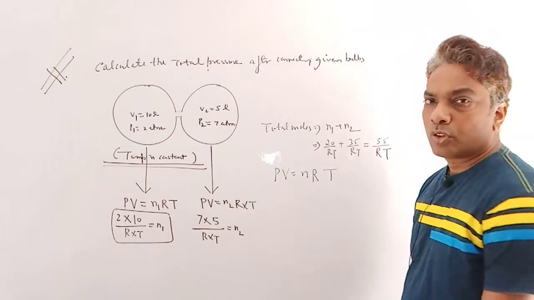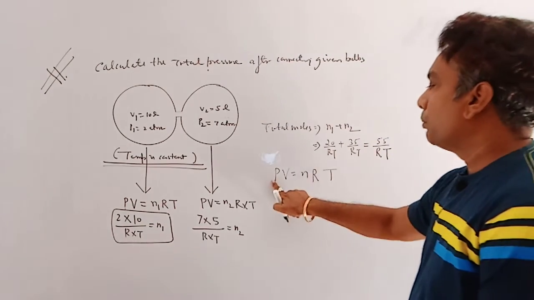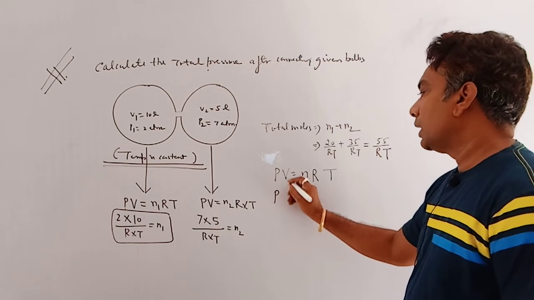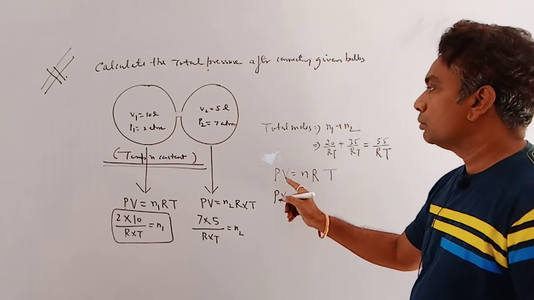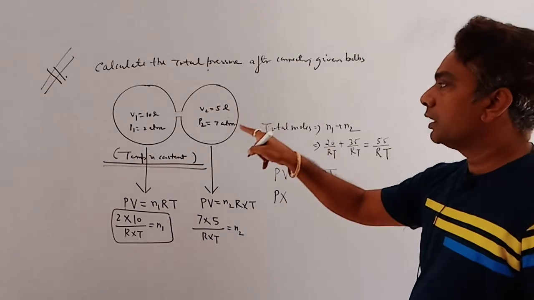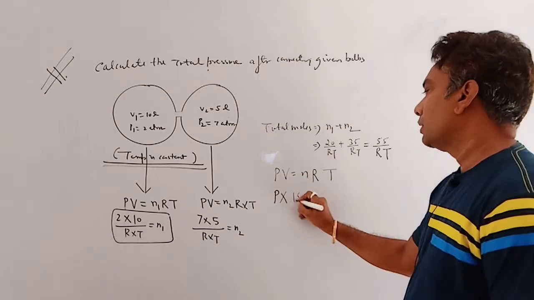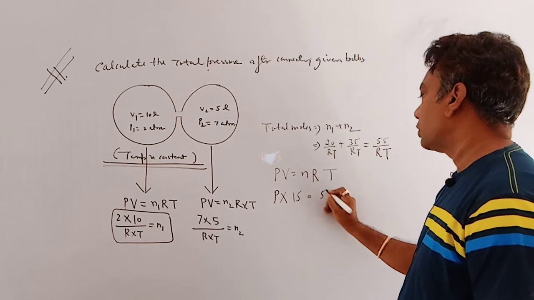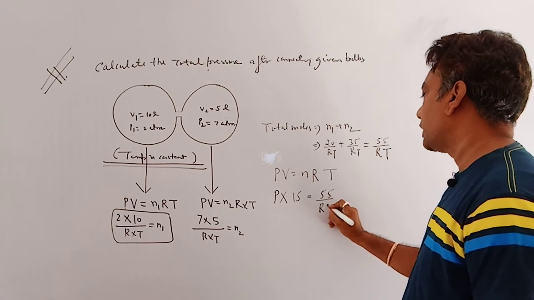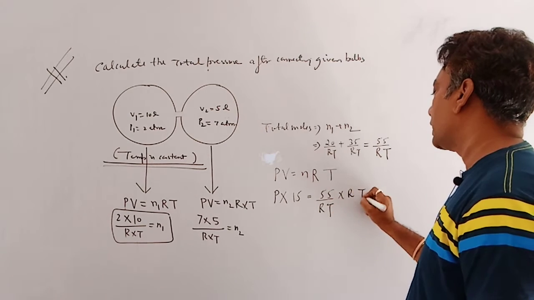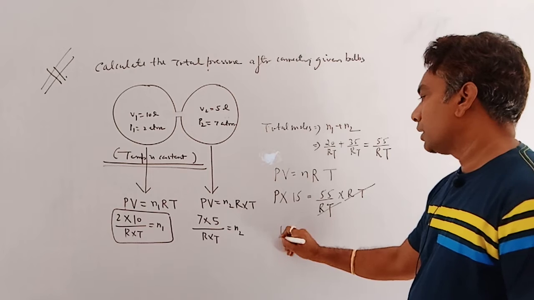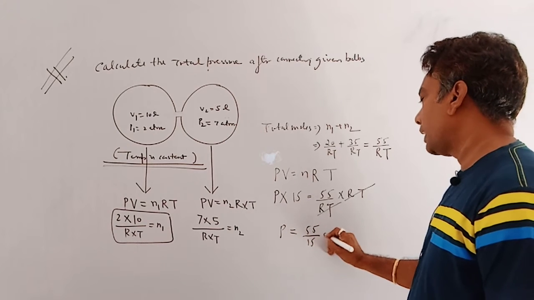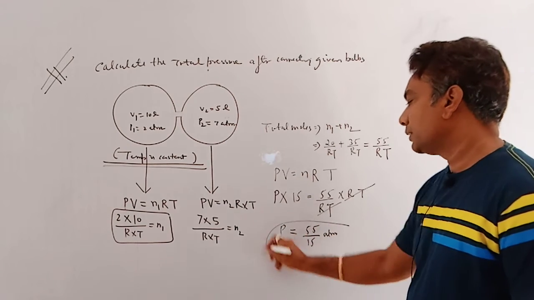Clear? So the pressure, which will be calculated with the help of total volume, will be 15 liters, 10 plus 5, 15 liters. Number of moles is 55 by RT multiplied by RT. After cancellation of RT, the pressure will be 55 upon 15 atmosphere. This is the answer.